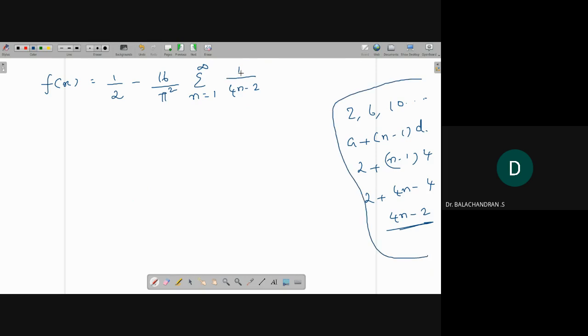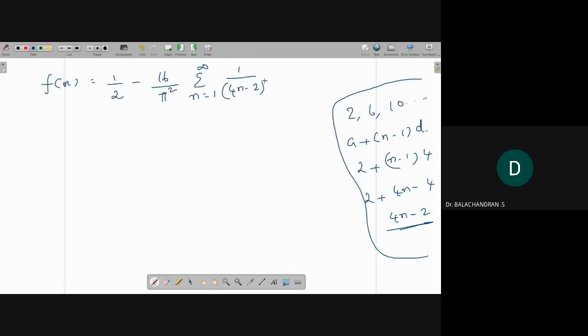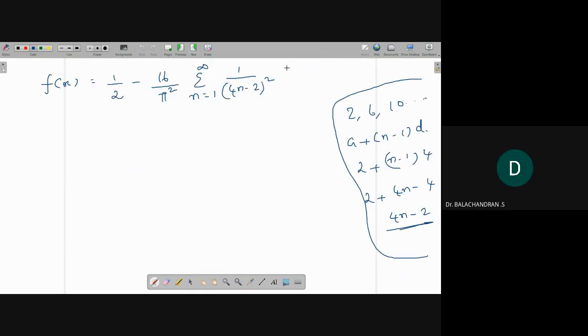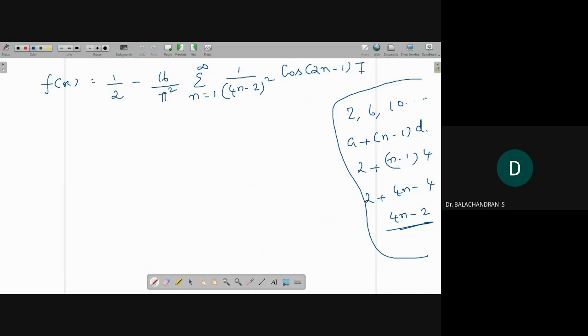So this is 4n minus 2 whole square, correct? And then 1, 3, 5 is 2n minus 1. Yes, sir. So cos of 2n minus 1 into pi x. Yes, correct, Jaya. Thank you. Further, we can take 2 common from the denominator. Yes, sir. Okay, so leave that part, I think you can do it.